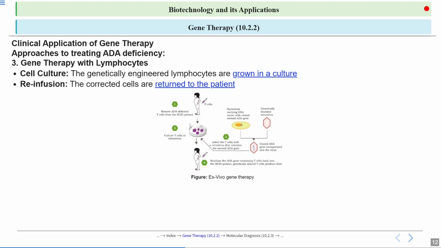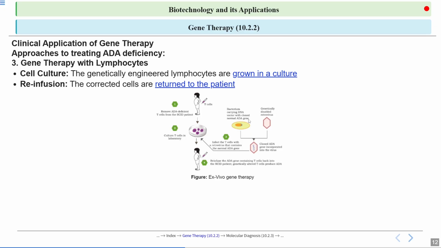Okay. So now they have taken lymphocytes from the patient who is suffering from SCID, that is severe combined immunodeficiency. Now they are culturing those lymphocytes in the laboratory. In parallel, they use the recombinant DNA technology we studied in the last chapter. They take the bacterium which is carrying the normal ADA gene, the gene which produces the adenosine deaminase enzyme.